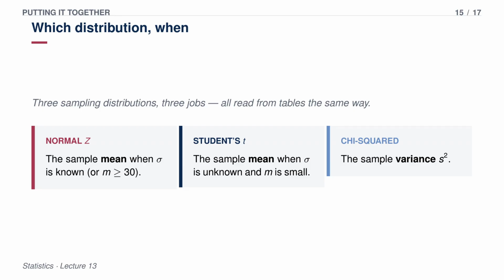And third, chi-squared. That one's not about the mean at all. It's for the sample variance, s squared. Different question entirely. So the quick decision: mean or variance? If it's the variance, chi-squared. If it's the mean, do you know sigma? Normal. Or not? T. And all three ultimately trace back to the normal. The CLT really is the thread running through the whole family.